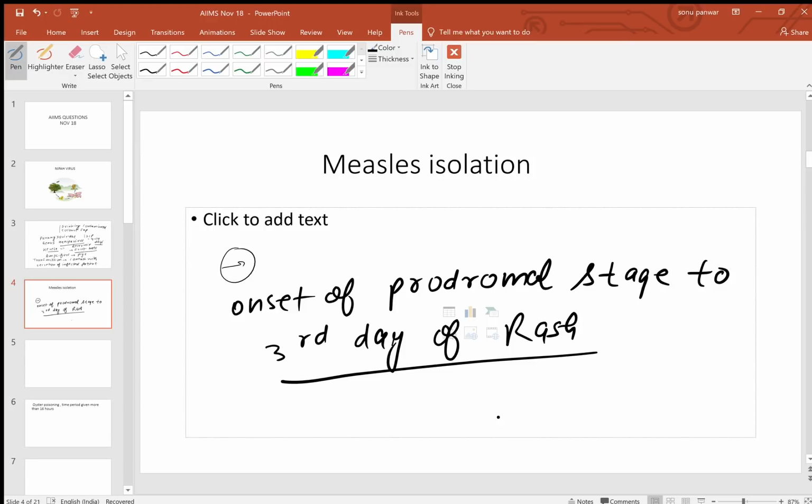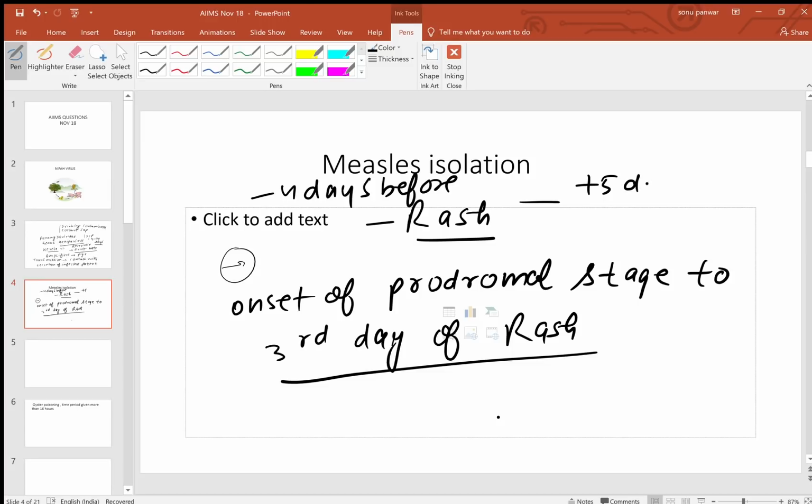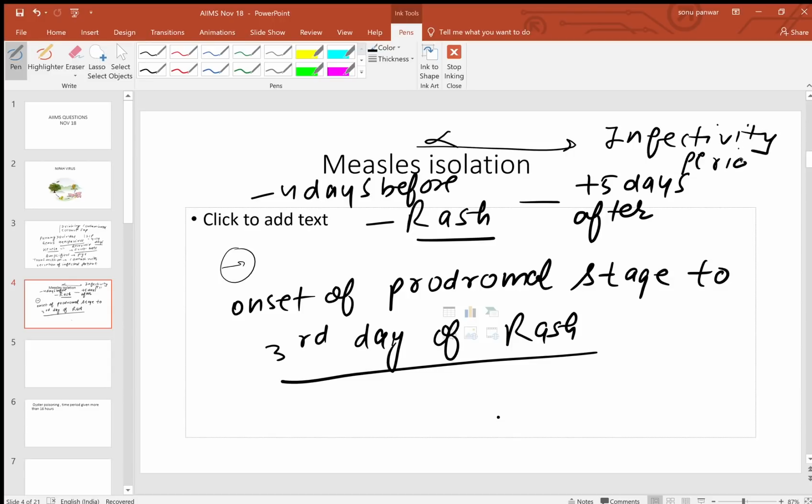So this is there, and obviously you know measles is highly contagious, and it is also said that the person's infectivity period is 4 days before the rash and 5 days after the rash. This particular time period is the infectivity period of this person. And for how long do you have to isolate? From the onset of the prodromal stage to the third day of rash. That also needs to be remembered.